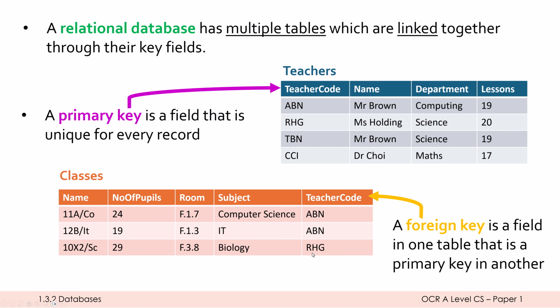Likewise, I could find out, oh, RHG, who is that? RHG, turns out it's Miss Holding. I can look that information up by using this foreign key. A foreign key won't be unique. It almost always won't be unique because we use it to look up multiple values.